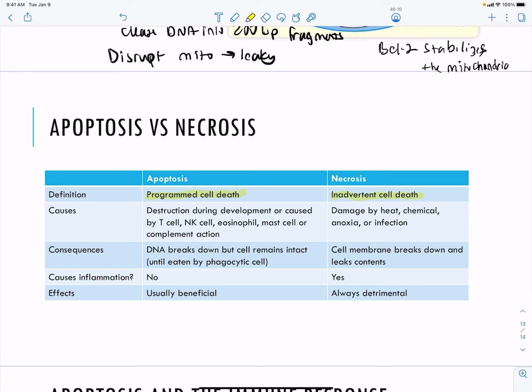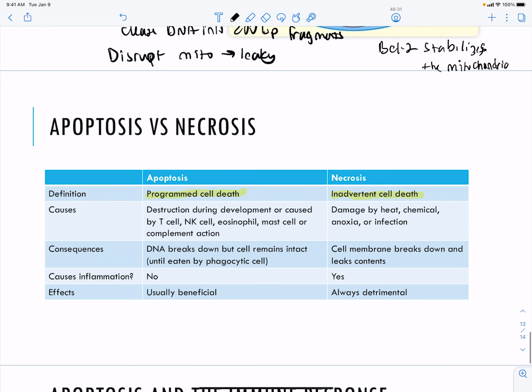Necrosis, on the other hand, is usually caused by some sort of damage. It could be heat, chemical, or actually an infection. There are some viruses, for example, that are cytolytic, which means they cause cells to explode. The cell membrane will break down and leak its contents, and it does cause inflammation primarily due to activation of complement. And it usually has no positive effect on the host.